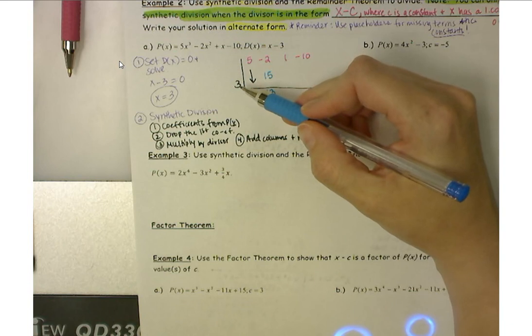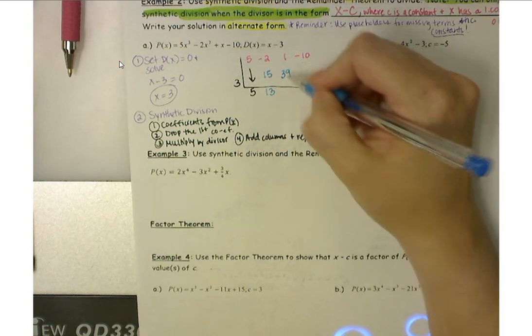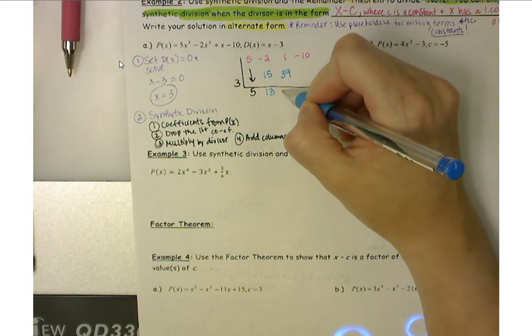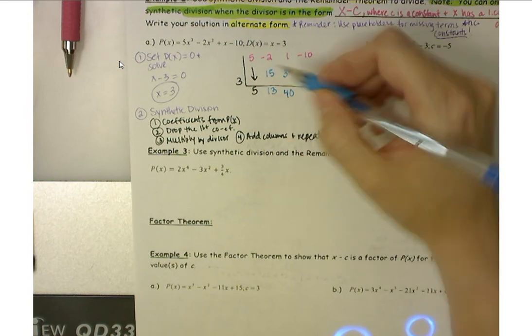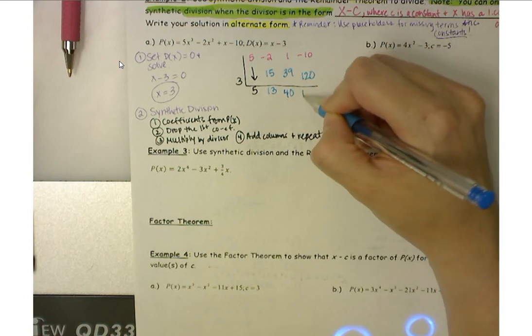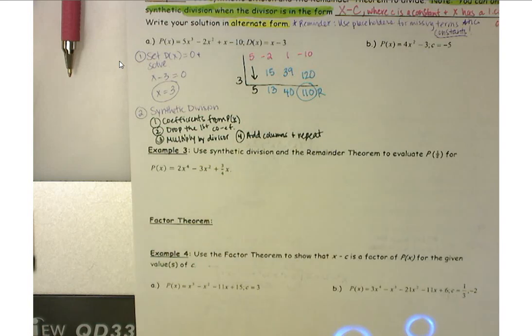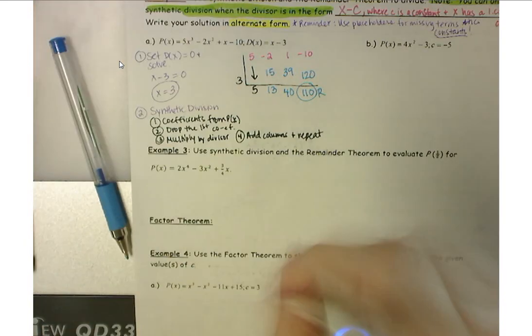Are you guys with me? Okay, and then you're going to add straight down to get? 40. Okay, 40 times 3 is? 120. Yep. 120 minus 10? 110. So I always circle the last one. That's your remainder. And then I work my way backwards.